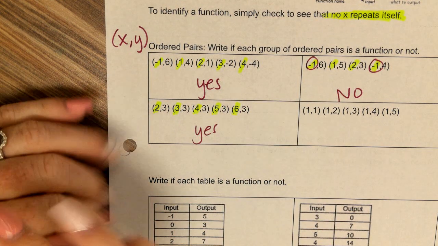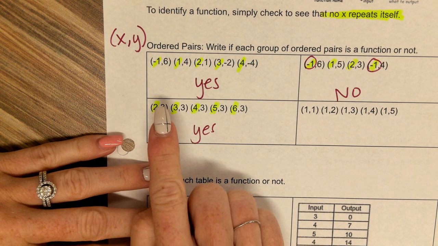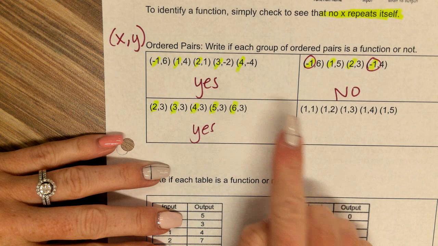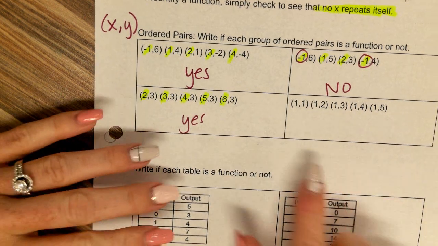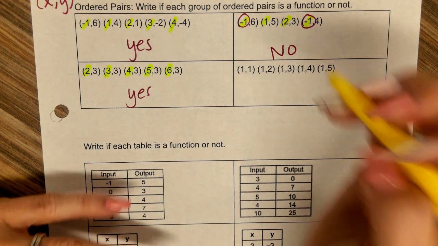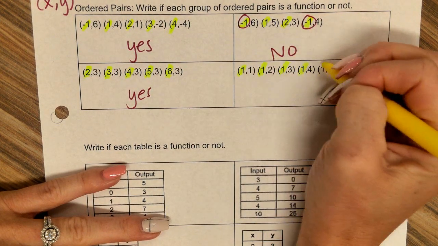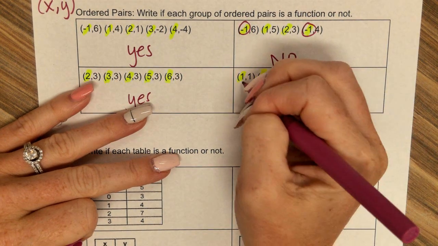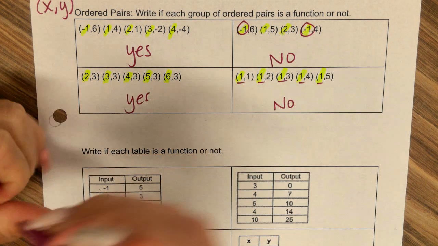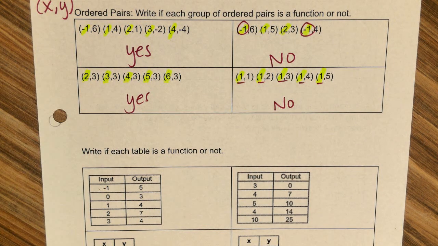Do we care that every single y was a 3? No, we do not care about the y's. Everybody okay? Look at this one. I have a 1, a 1, a 1, a 1, and a 1. Is that a function? No. Why? Because the x repeated itself the whole time. Do not overthink this. All you do is look at the x's, and if any x repeats, it's not a function. Everybody good? All right, let's go to tables.